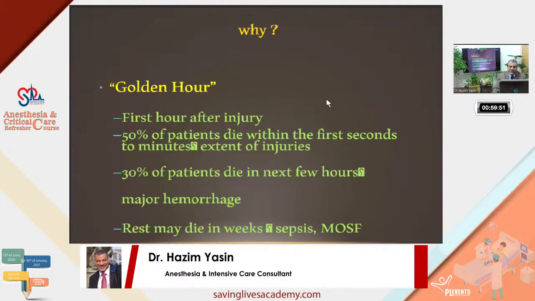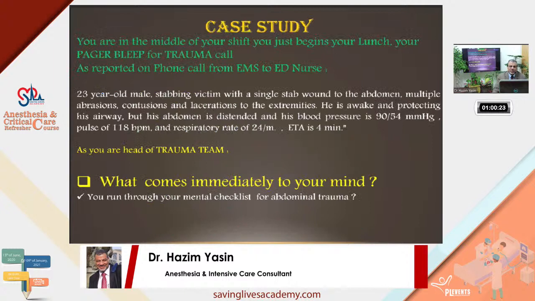Why are we caring about this epidemiology? Because in the golden hour, the first hour of injury, 50% of severely traumatized patients die within the first few minutes. And 30% of these patients die in the next few hours. Only 20% live for a few days or weeks and die from sepsis and multi-organ system failure. We will have a case.